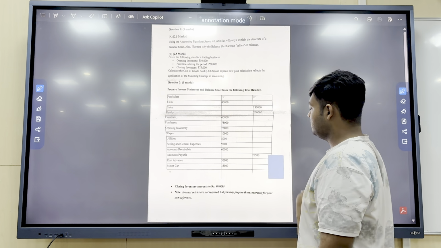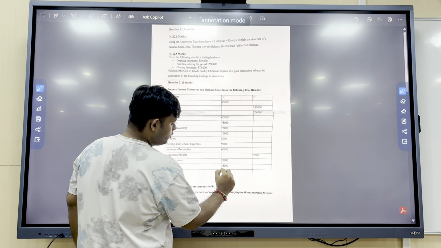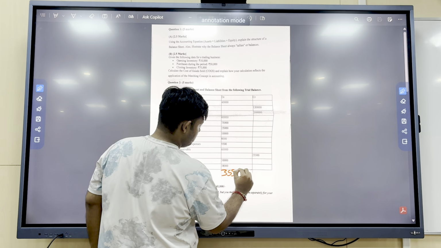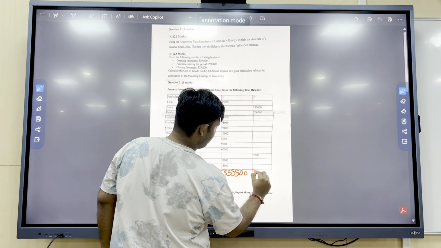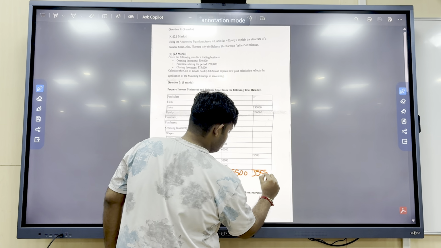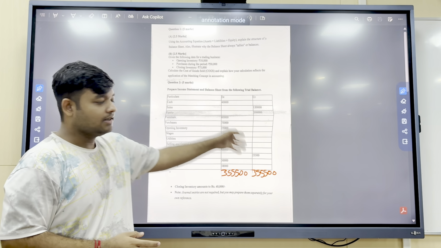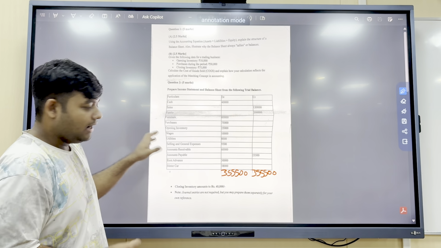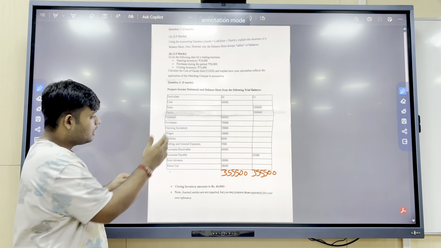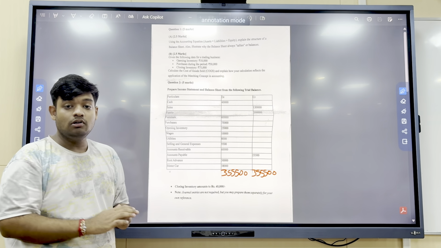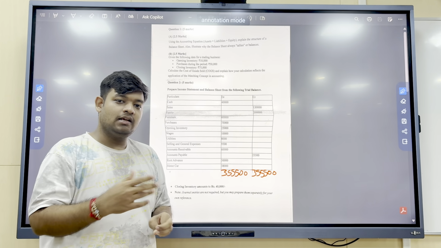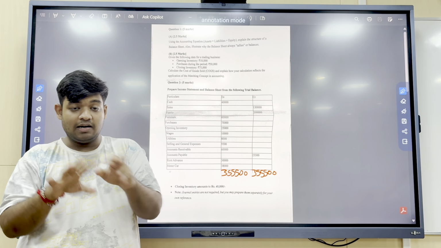Now for the second question, here the total is 35500 and 35500. This is a typical trial balance, where the debit side and the credit side will always tally. That's how the trial balance is made. Now with the trial balance, it is asked to make the income statement and balance sheet, which go side by side.